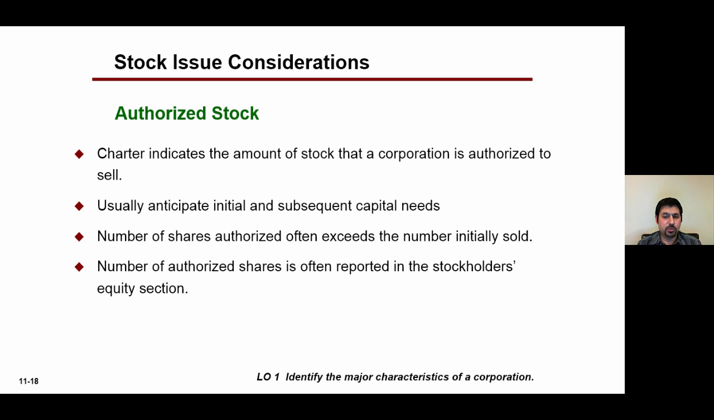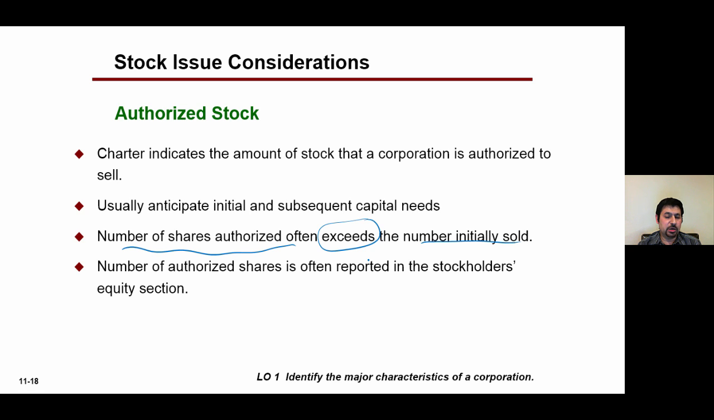So this is why, basically, the company would issue part of the stocks, and as a result, the number of authorized stocks most of the time exceeds the number that is originally sold. If the company in the future requires additional capital, it can raise capital by selling those authorized stocks that they did not issue yet.